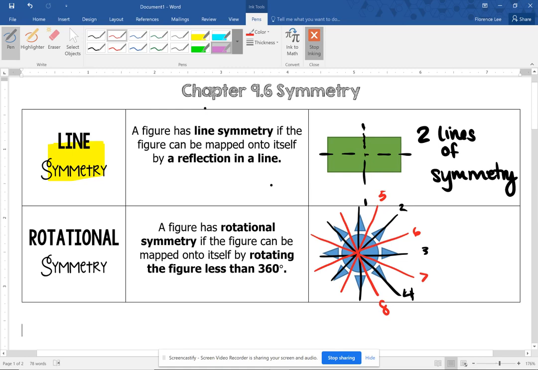And then there you go. Wow, this sunshine looking figure actually has 8 lines of symmetry. Pretty crazy. Okay, all right, so there we go. Anyways.